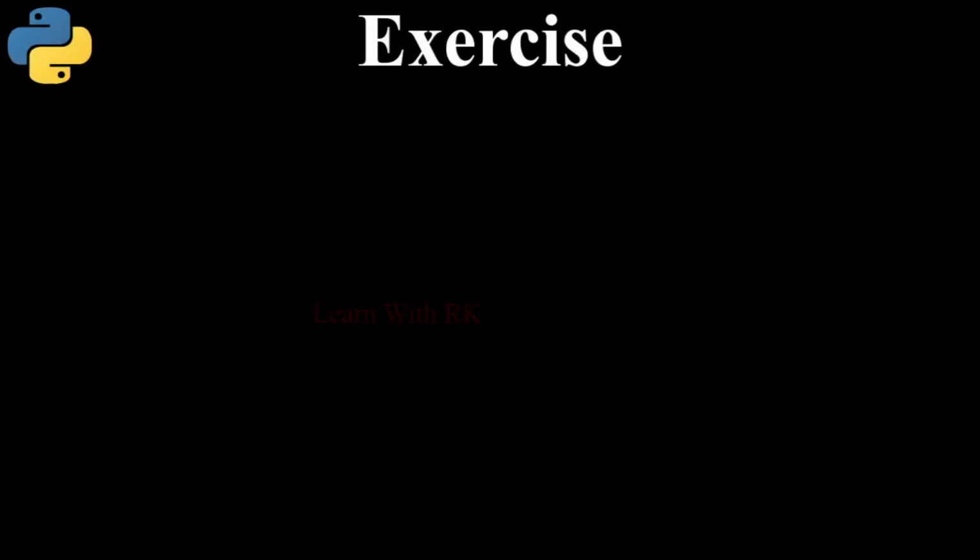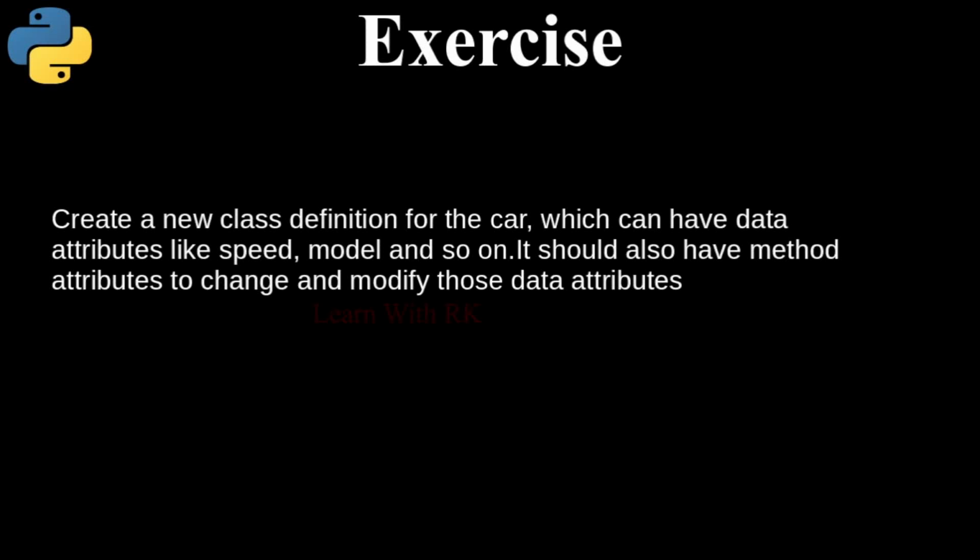Exercise. Today's exercise is to create a new class definition for a car object, which can have data attributes like speed, model, and so on. It should also have method attributes to change and modify those data attributes.